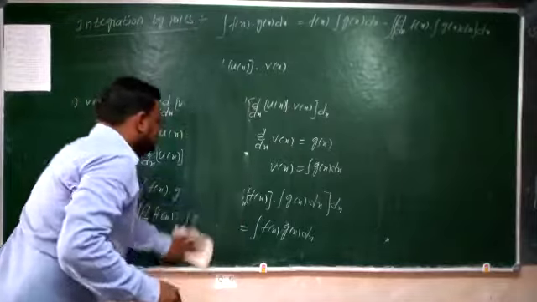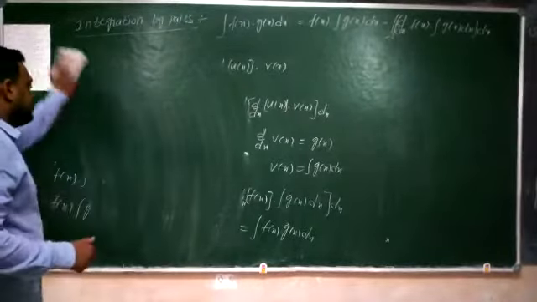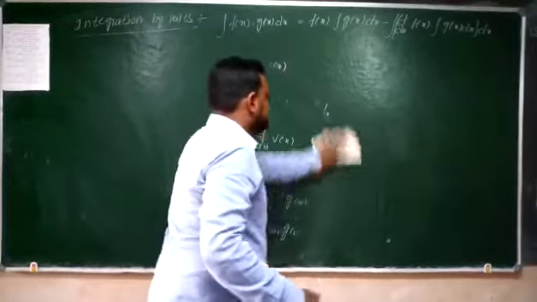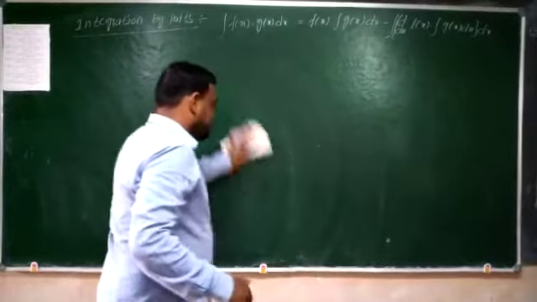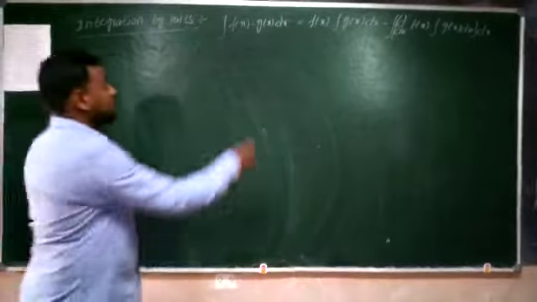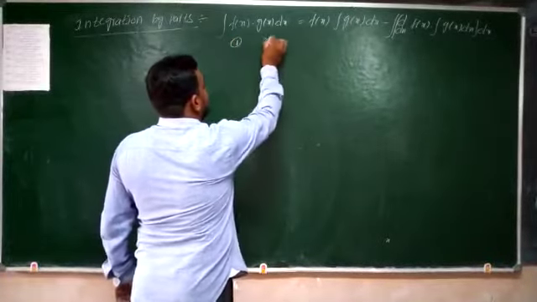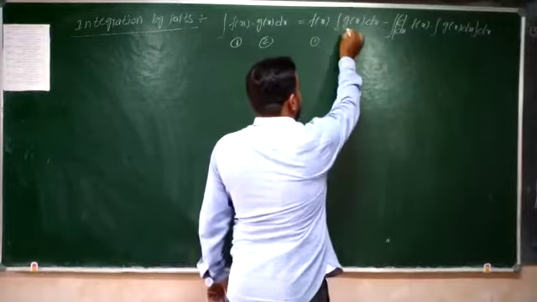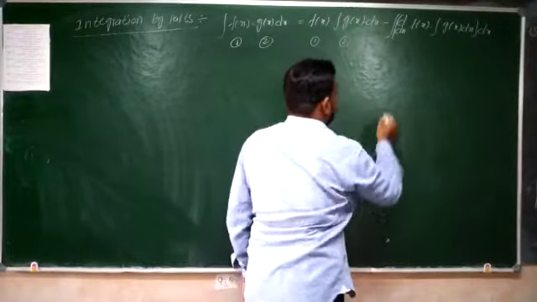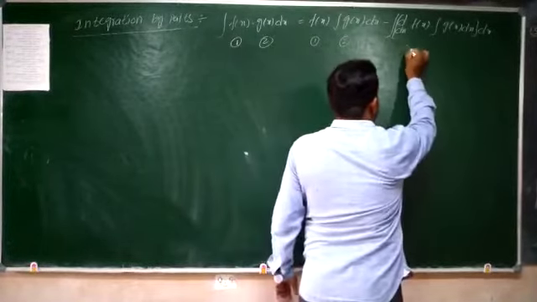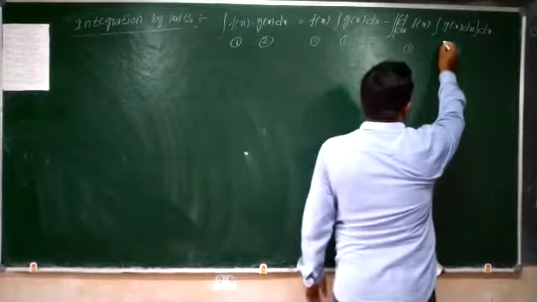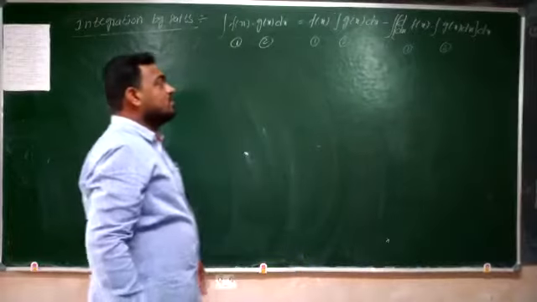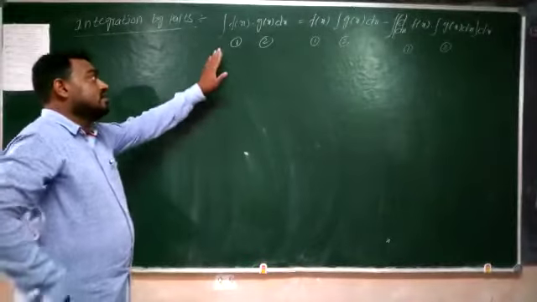Now, see the integration of the product of two functions, first function into second function. First function into second function is equal to what? First function into integration of second function minus integration of derivative of first function into integration of second function. So just remember it like this.